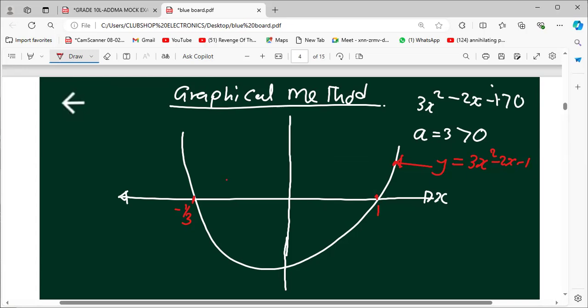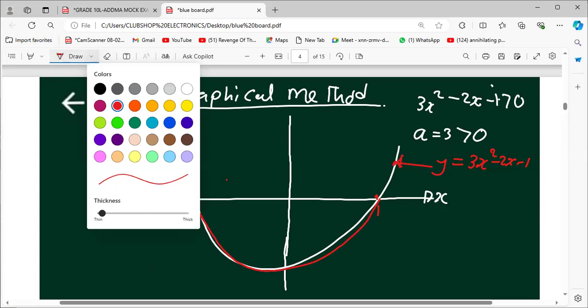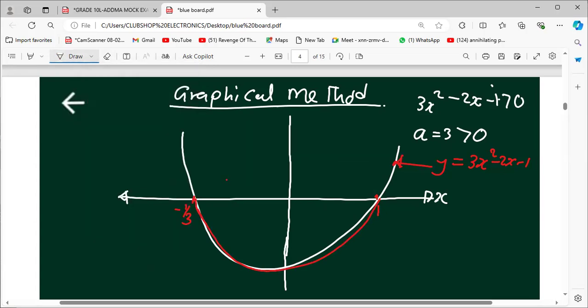Where y is greater than 0, you can see that from here to here, the graph is less than 0. So it is only above the x-axis from negative 1 going this side. From positive 1 going this side, it is above. It is greater than 0.